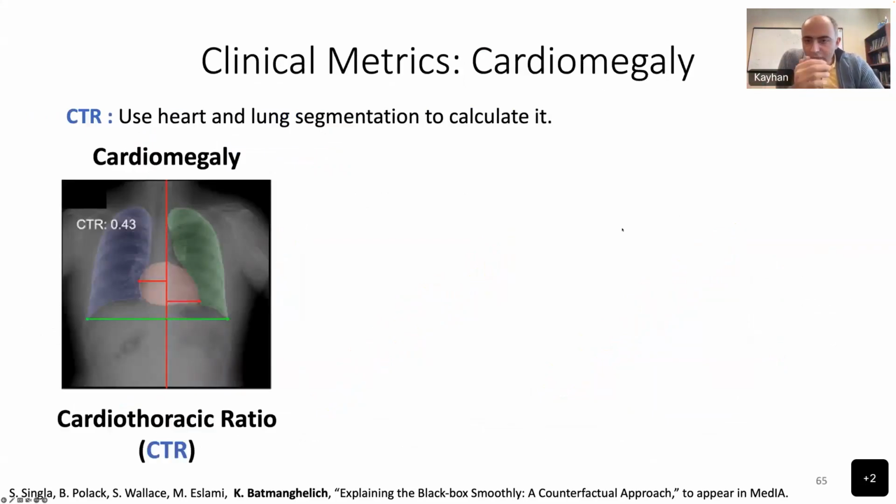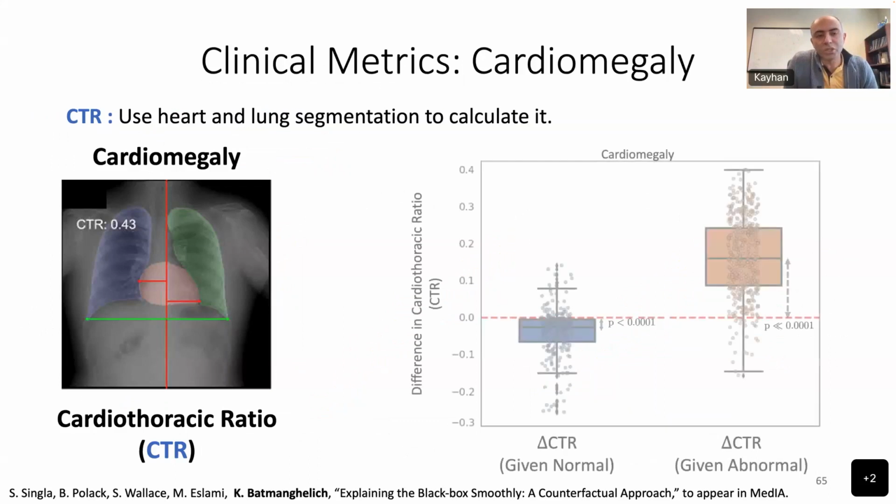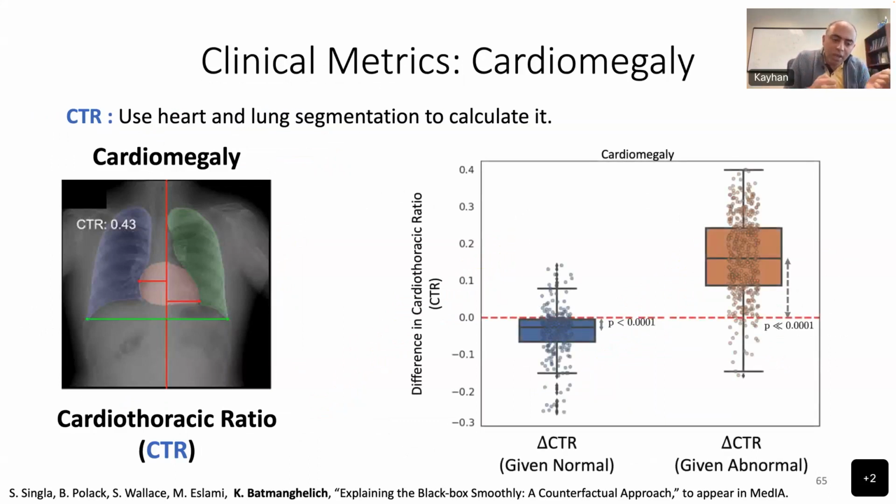As an external metric of evaluation, we use the clinical definition of cardiomegaly to see how consistent our explanation is with the clinical definition of the disease. For cardiomegaly, we look at the so-called cardiothoracic ratio, which is the ratio of the heart to the lung. We synthesize the image, apply image segmentation to segment the heart and lung, compute the CTR, and compute how much the counterfactual intervention in an image changes the CTR and the statistical significance of that.